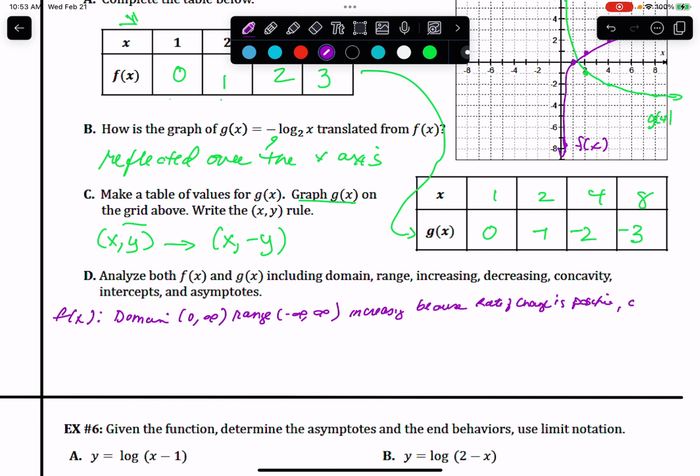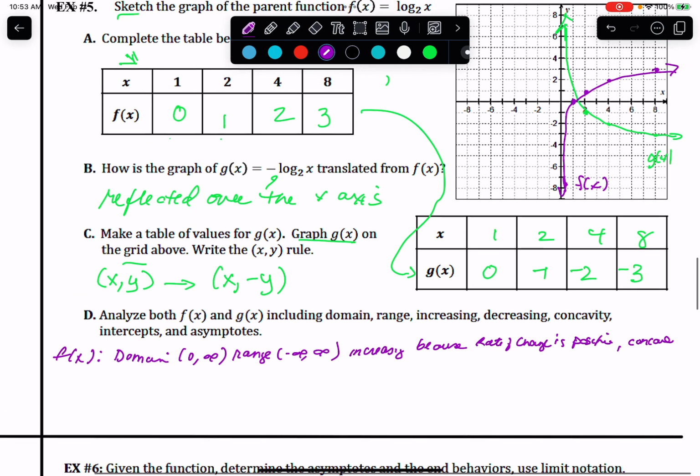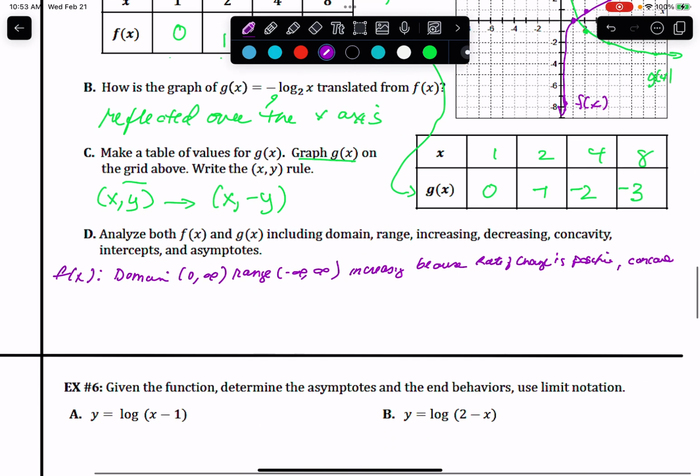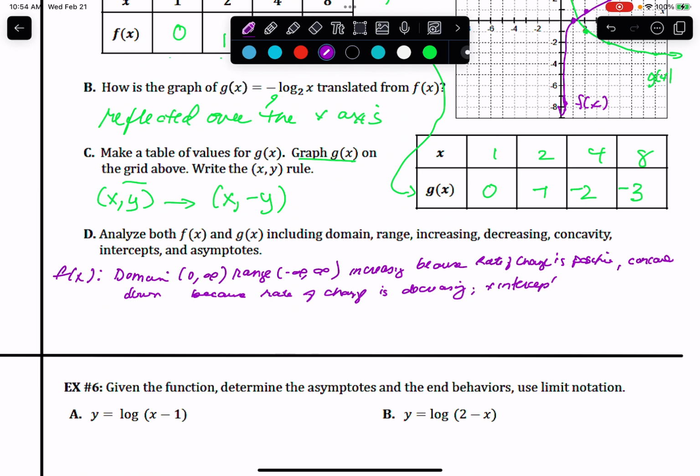It is concave. If you're looking at the purple one, it's concave down because the rate of change is decreasing, and then it has an x-intercept of 1, 0, no y-intercept, and a vertical asymptote at x equals 0.